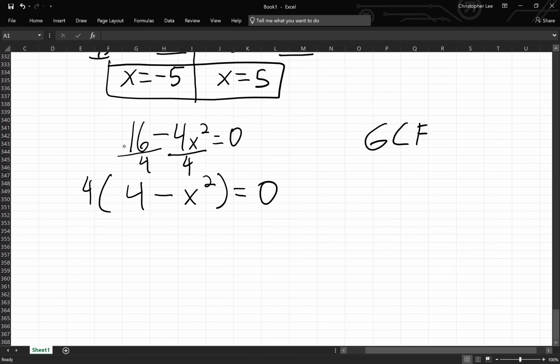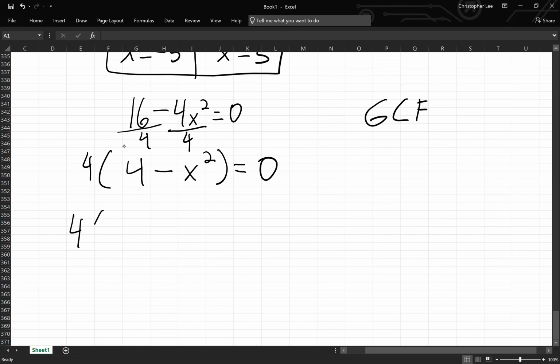Just like that. And after that, you already know it's going to be a factor just like this. So what's the answer? 2 plus X. 2 minus X. So I need two numbers that multiply to 4, right?